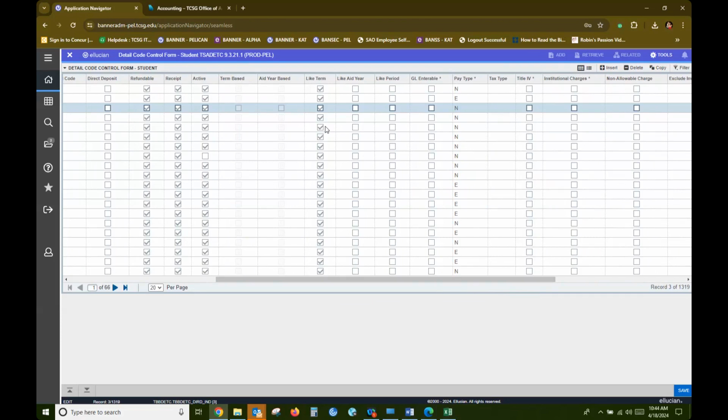So if I have a 2024-12 payment and I have a 2024-12 charge, like term says, oh yes, those can apply to each other. If I have a 2024-12 payment and a 2024-14 charge, if you have like term checked, they will not apply to each other, even if they have the same priority code.